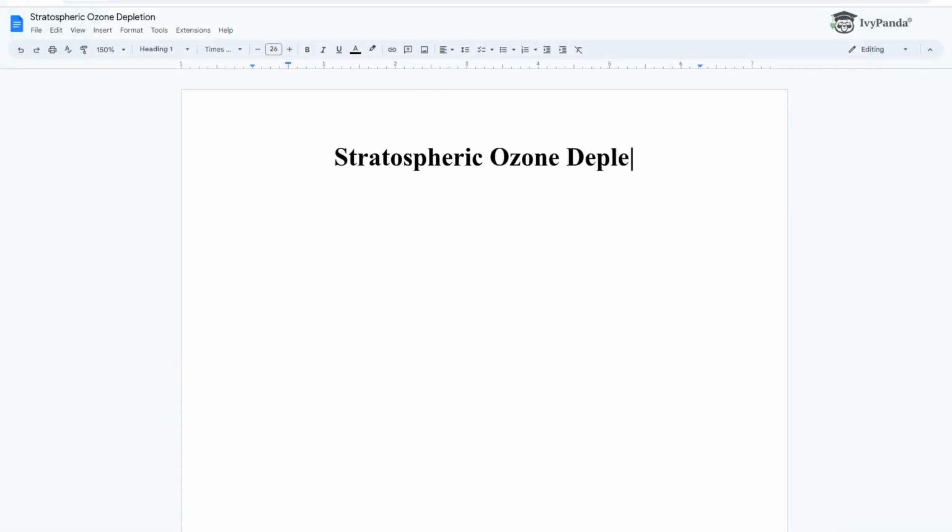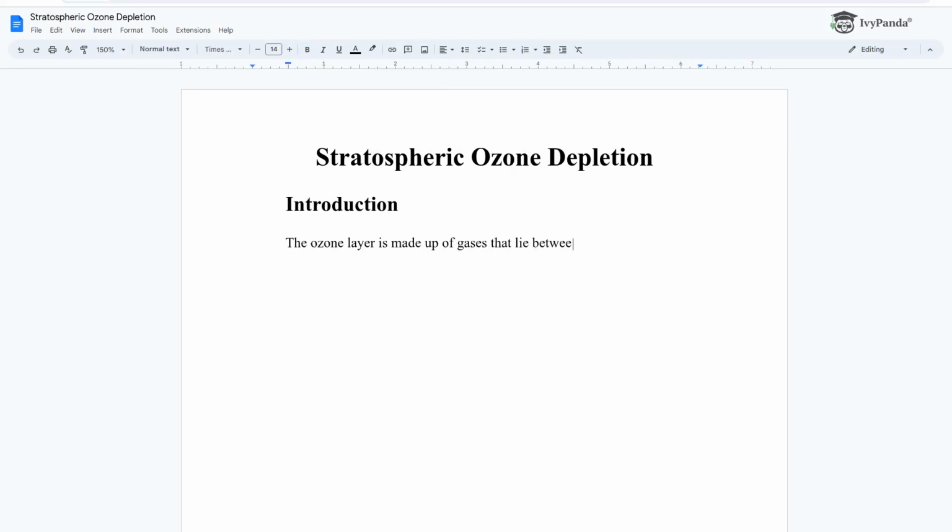Stratospheric ozone depletion. Introduction. The ozone layer is made up of gases that lie between 15 and 30 kilometers above the Earth.